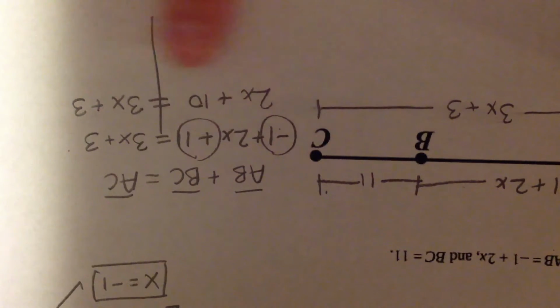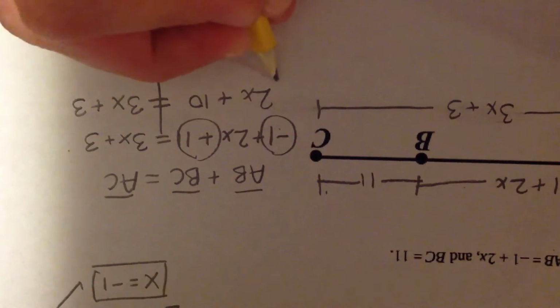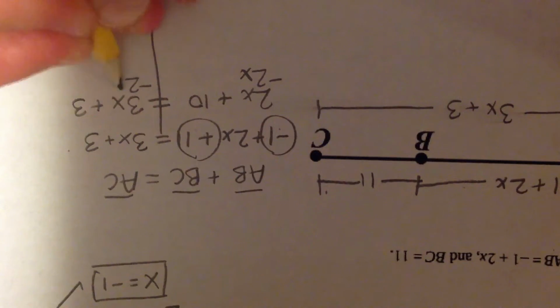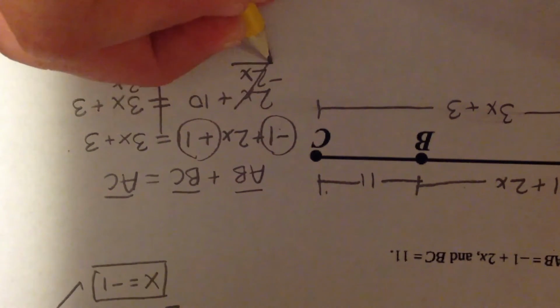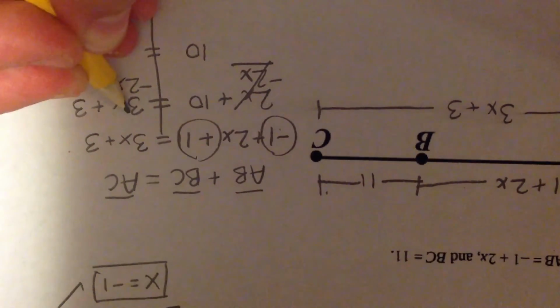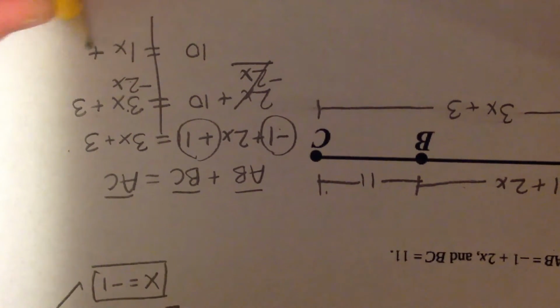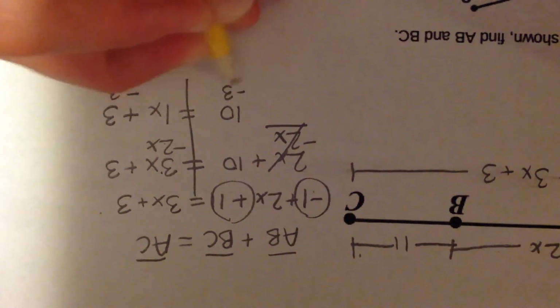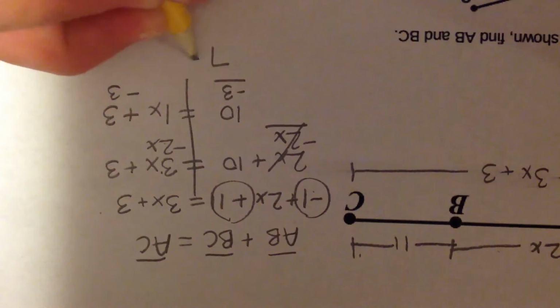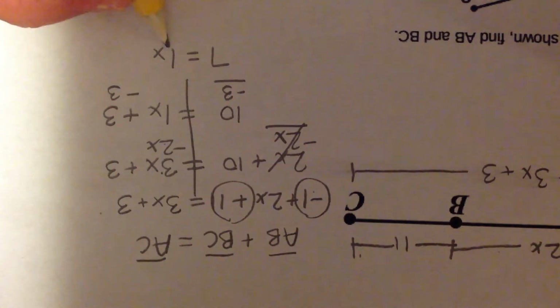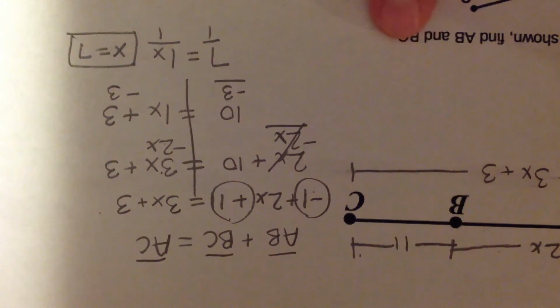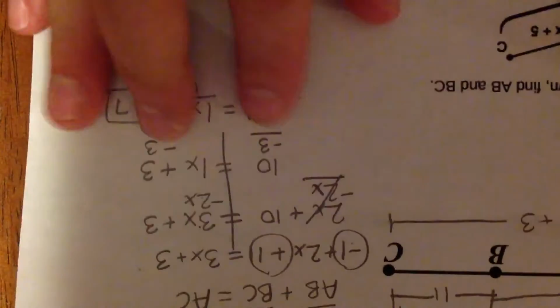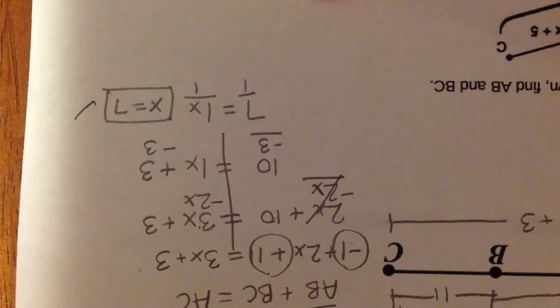So what I look to do here is move my smallest value with an x, and I want to move the entire 2x by subtracting 2x. 2x minus 2x is 0. I'm left with 10. 3x minus 2x is 1x, and I still have the 3. This now is a two-step equation. I subtract 3 from both sides. 10 minus 3 is 7. I'm still left with 1x over there. I divide both sides by 1, and x equals 7. Our directions asked to find x. We found x. We're good.